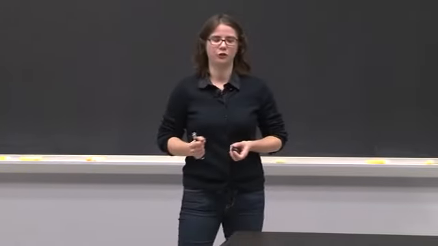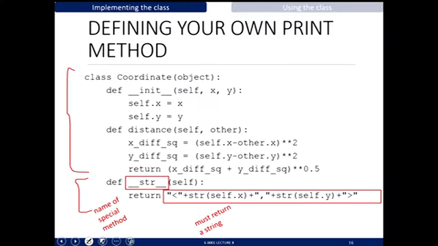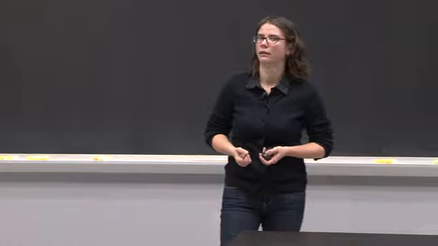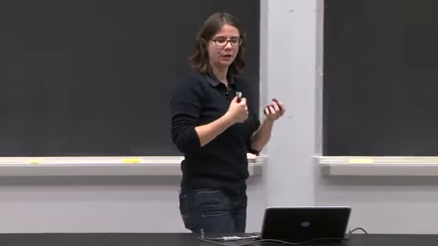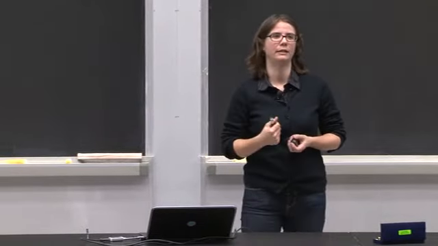str has to return a string. In this particular case, we're going to return the string that's the angle brackets concatenated with the x value of the object, self.x, concatenated with a comma, concatenated with the y value of this particular instance of an object, self.y, and then concatenated with the angle brackets. So now anytime you have print on an object of type coordinate, you're going to call this special method str if it's implemented in your code. Any questions?